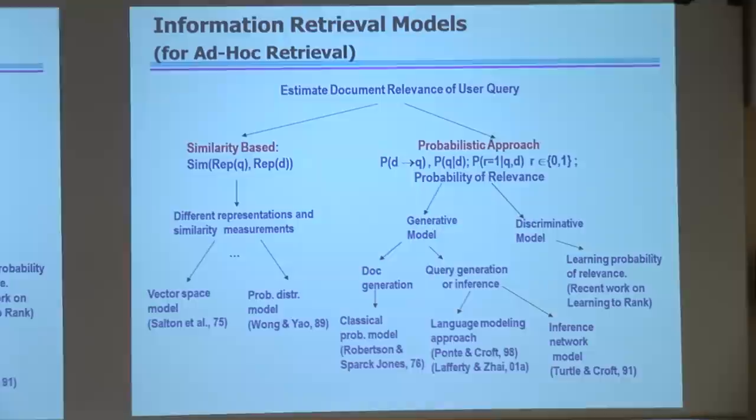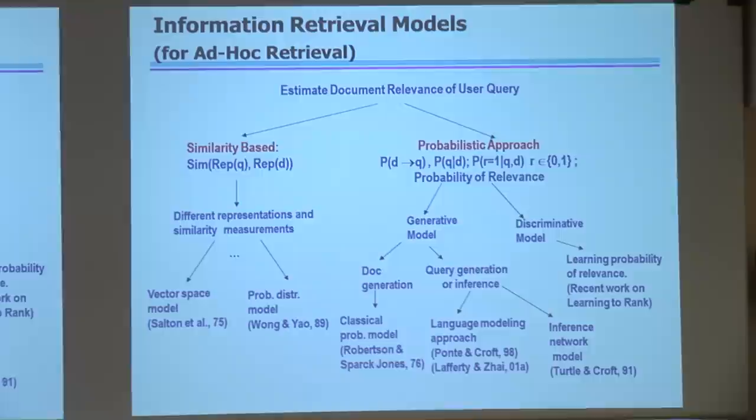And more recently, more and more people have started to work on the discriminative model. This means we actually don't care how the query is generated. What I really care about is, given a pair of a user query and, let's say, a web page, whether this web page is relevant to the user query or not. So in this case, we want to calculate the conditional probability of being relevant given the pair of user query and web page. This falls into the discriminative model approach. And in particular, this has aroused a lot of research recently, called learning to rank.